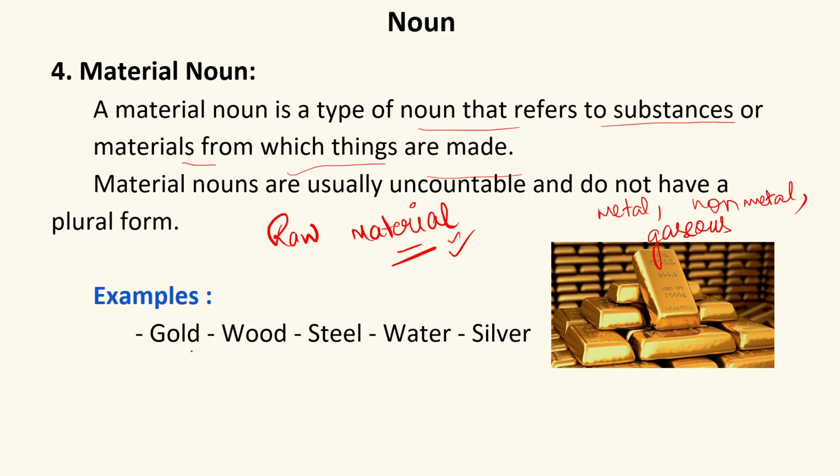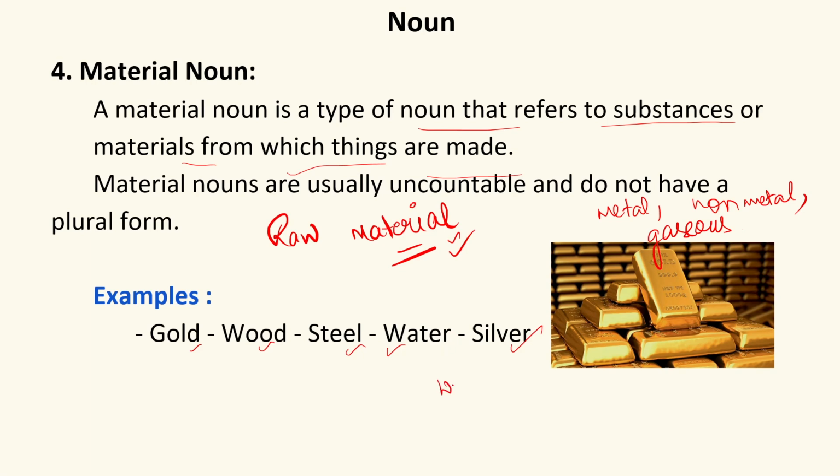For example, gold, wood, steel, water, silver. Now, we don't say golds, we don't say woods, we don't say steels, we only say gold. So gold is a material noun. One more thing to keep in mind is that if we talk about any raw material, it is a material noun. But if it is a finished product, it will be a common noun.